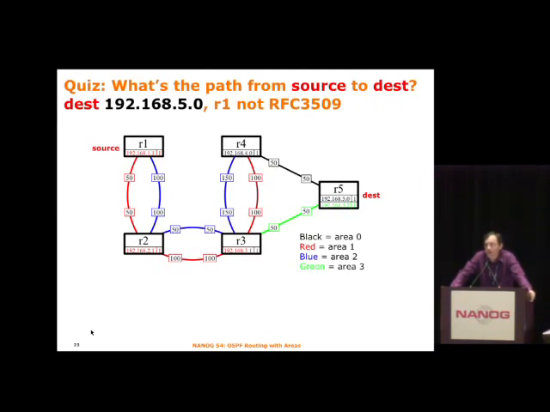So if we're routing to the area 0 loopback, and the R1 is not RFC 3509 compliant, it will black hole the traffic because it will be an area border router and will not have seen that loopback advertised. On the other hand, if it's RFC 3509 compliant, you get this path. It will first forward in the red area, then split amongst the red and blue area links, and then go across the green link.